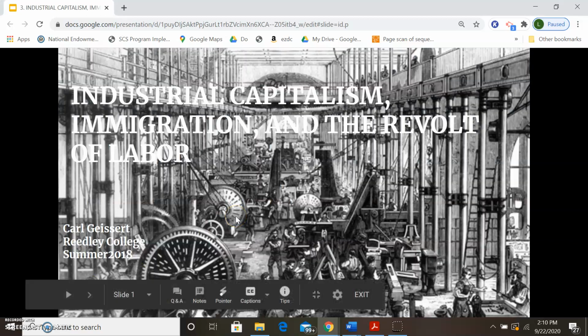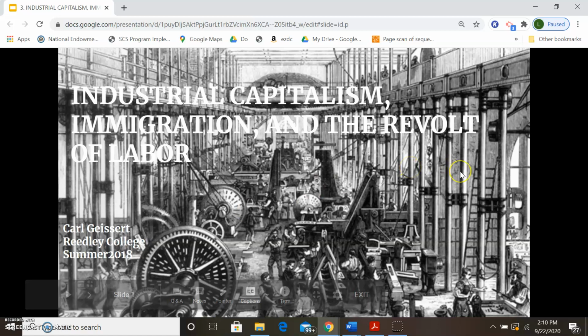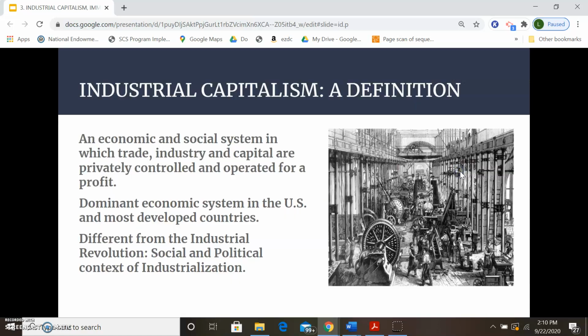Hi everyone. Today we're going to be talking about the Industrial Revolution. In particular, I'm going to be talking about how industrialization, which occurs in the United States during the second half of the 1800s, so from about 1850 to about 1900, leads to the development of our current economic system, which is industrial capitalism.